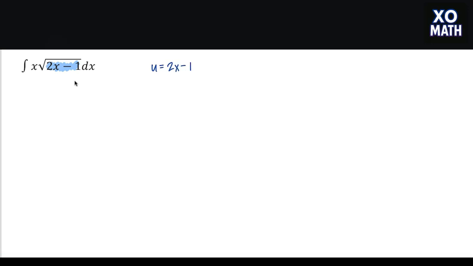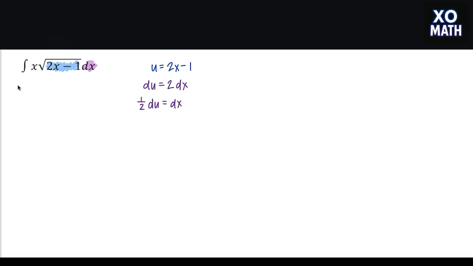Now, the derivative du is just 2 dx. So here, I will be able to replace dx with 1/2 du if I divide by 2 or multiply by 1/2 on both sides. So I'll be able to replace my dx with 1/2 du. So let's make our current replacements. Let's start our change of variables.